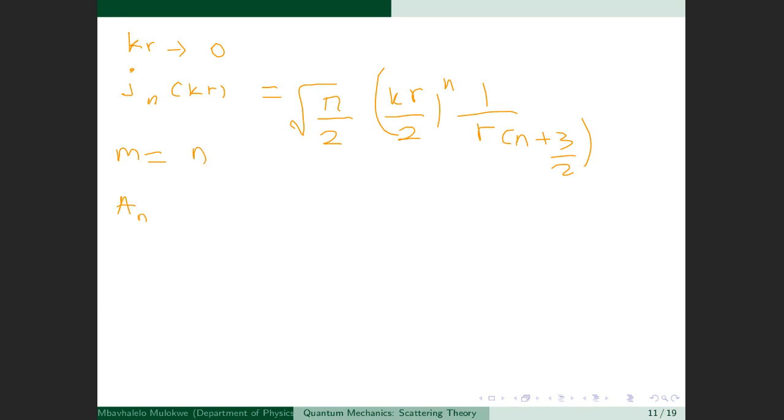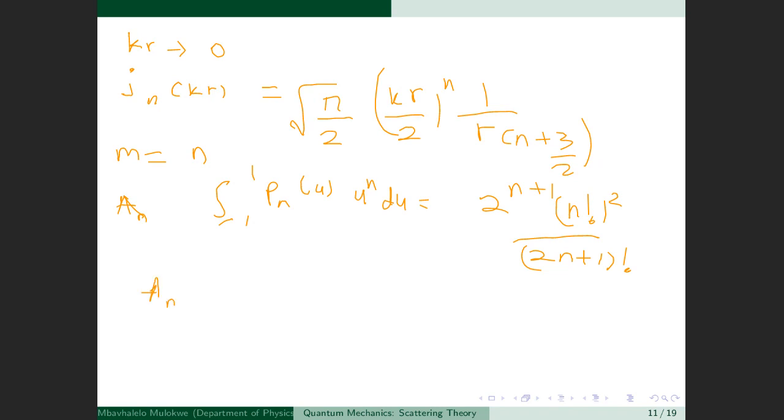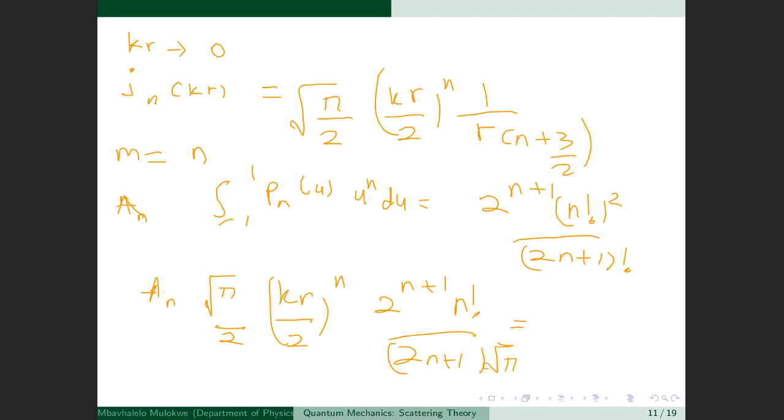So you get A_n. That other integral that I gave you, you can check that the integral from -1 to 1 of Pn(u) u^n du will be given by 2 (n factorial) squared over (2n plus 1) factorial. So once you plug everything into the expression for A_n, you get A_n, square root of pi over 2, (kr over 2) to the n, and then the expression on the right hand side is just similar to n plus 1 over 2, i^n (kr)^n over n factorial, and then you make use of that expansion.